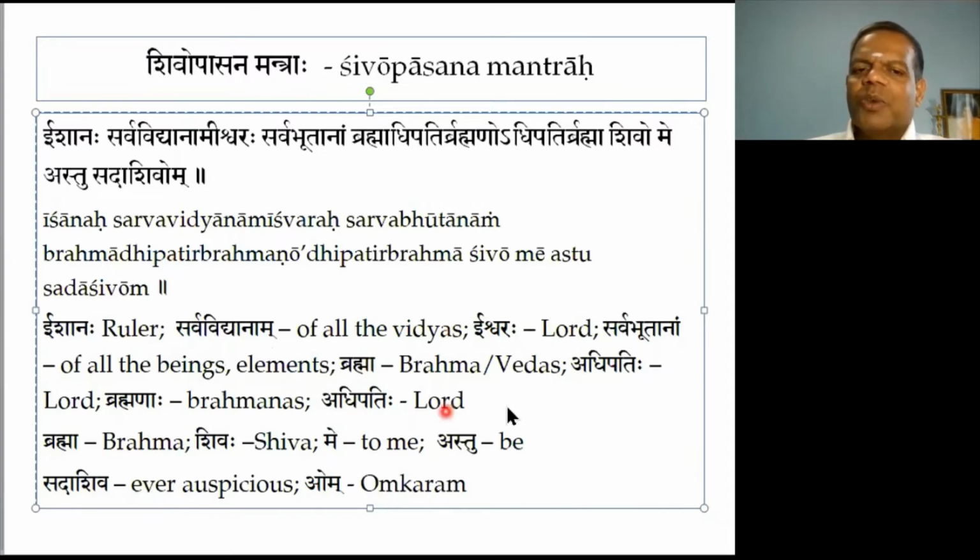So he is the Adipati. Adipati is also one who protects, overlord. The word Pa means to protect. Palaya, Pahi. Those are words which you have come across. Pa means to protect. So one who protects the Brahma, Brahma Adipati means knowledge, Vedas are protected by the Lord, Ishana. Okay. The next one is Brahmana Adipati.